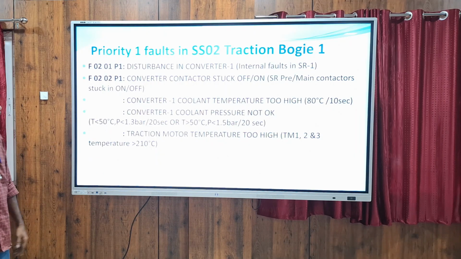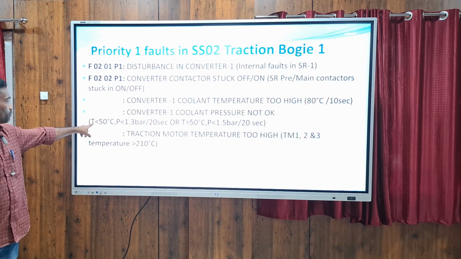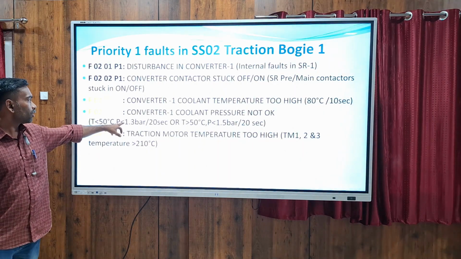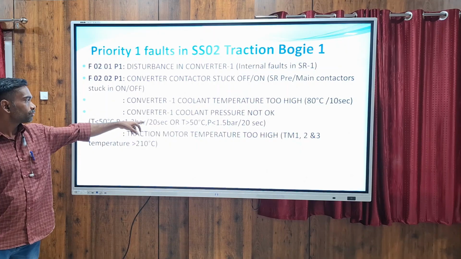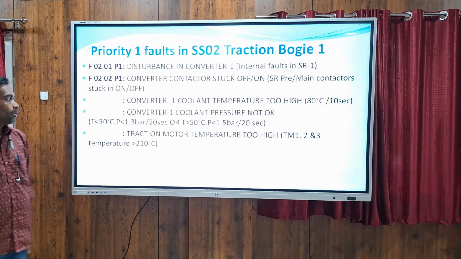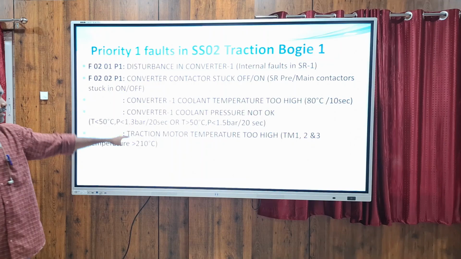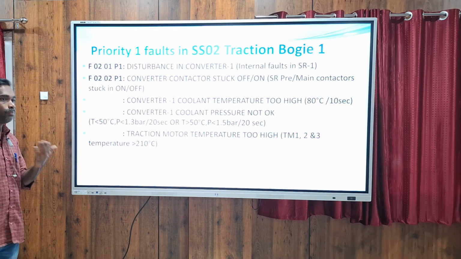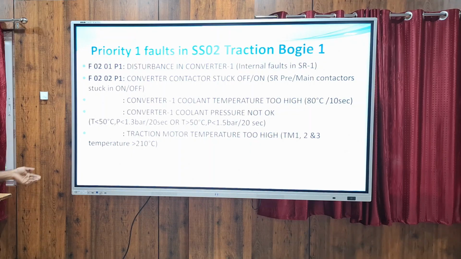Similarly, coolant pressure also. If the temperature is less than 50 degrees and pressure is less than 1.3 for 20 seconds, or temperature above 50 degrees and pressure is less than 1.5 for 20 seconds, this fault will come. These values are taken as per ABB limits. Make-wise it may vary, some small variation.